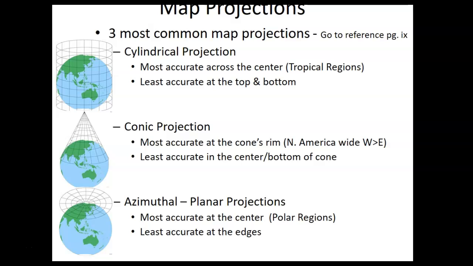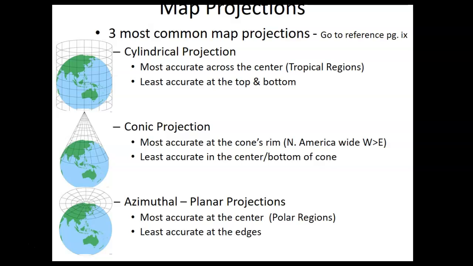So again, to review, the cylindrical, if you can't draw a diagram, you could just type toilet paper roll. It's going to be accurate across the center, not very good along the top and the bottom. The conic projection, for your drawing, you could write ice cream cone. That's going to be most accurate on the rim, least accurate along the bottom of the cone, like where the poles are.